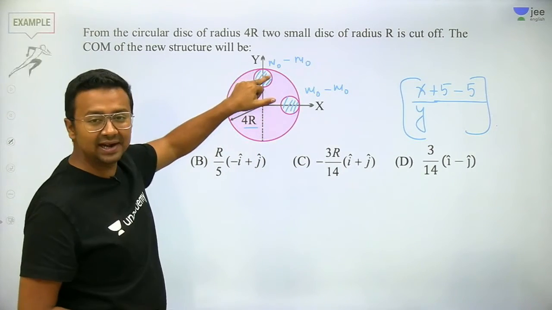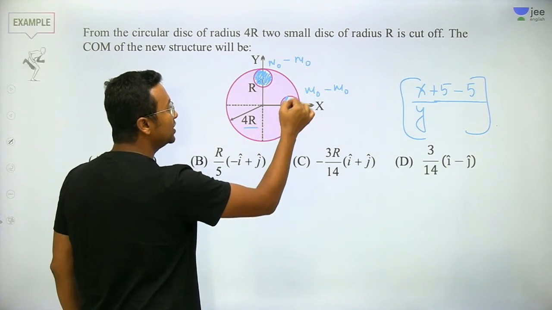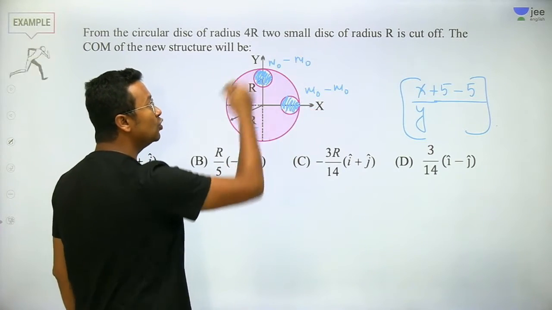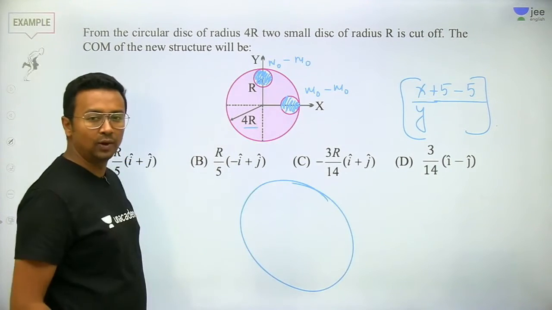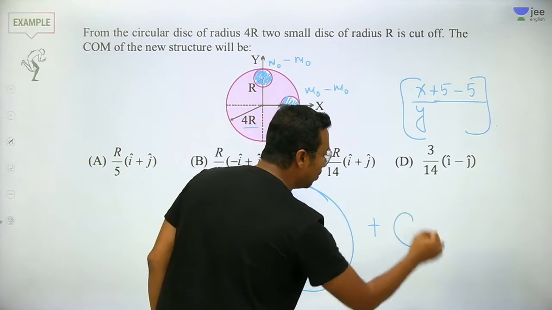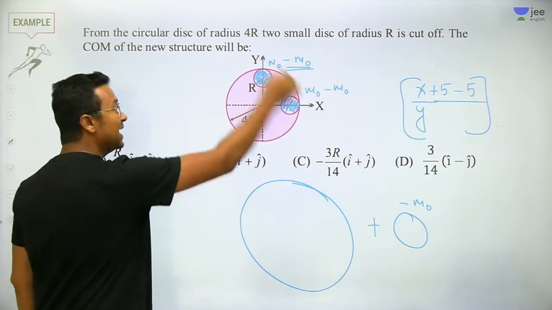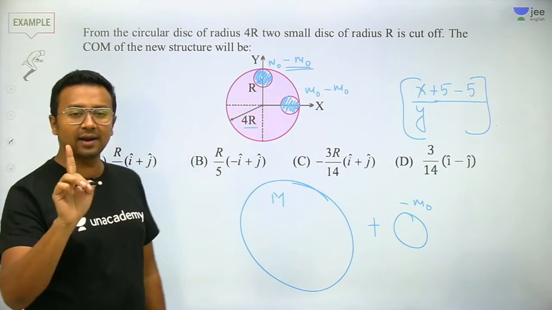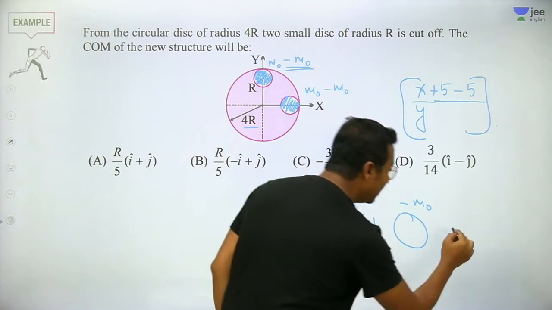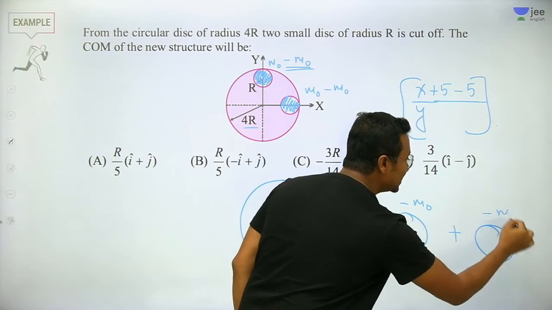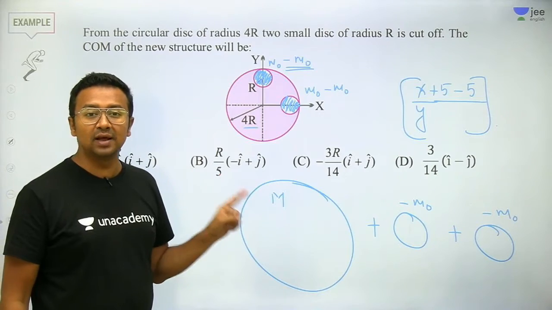But when I add it, this entire portion gets filled up. That means, what are you going to be left out with? You are going to be left out with one big disk, plus one small disk which will have a mass of minus m naught. And this entire thing will have a mass of m. Try and understand how we are approaching this problem. Plus another mass of minus m naught. All right, so this system is going to have these three circular regions.